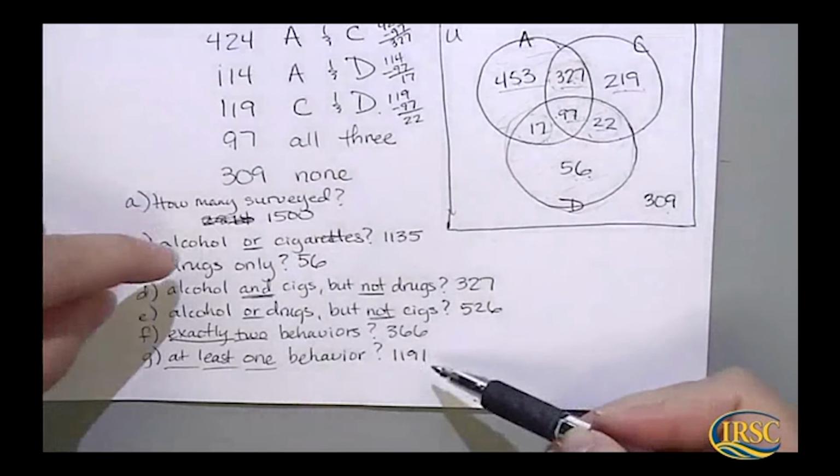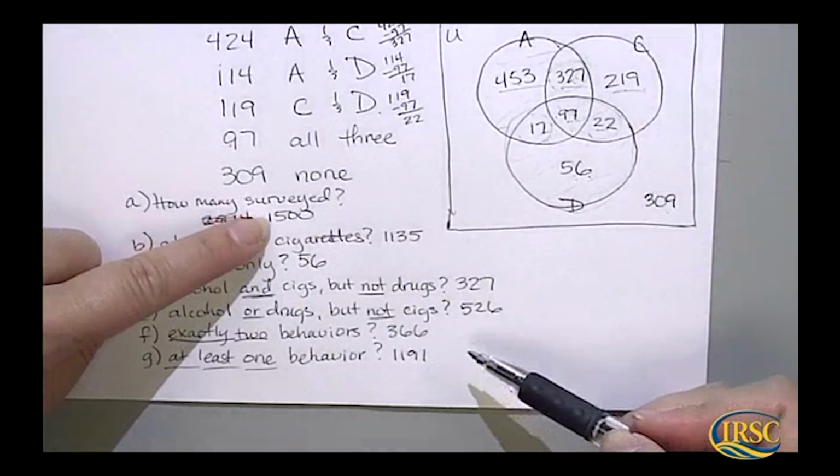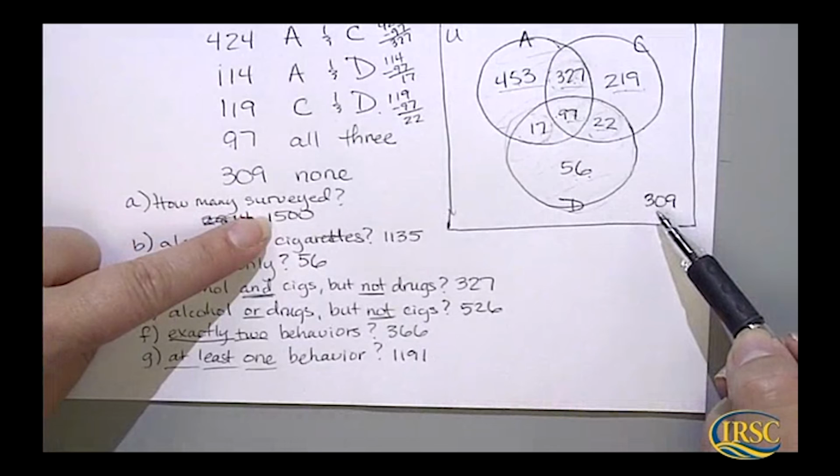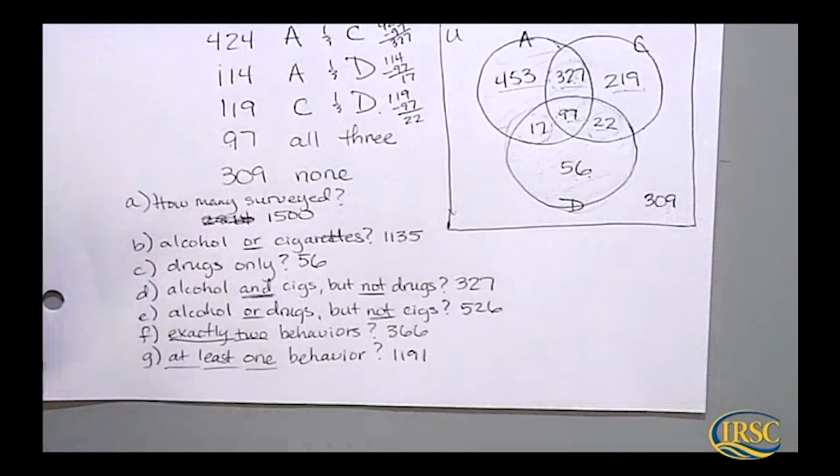And by the way, you can double check your answer by saying, what's 1500 minus 309? Because that was your none, so that should add up to the same number. If they don't, then you messed up somewhere. You either messed up the total, or you messed up another number in your Venn, and so on. Okay, so any other questions on that?